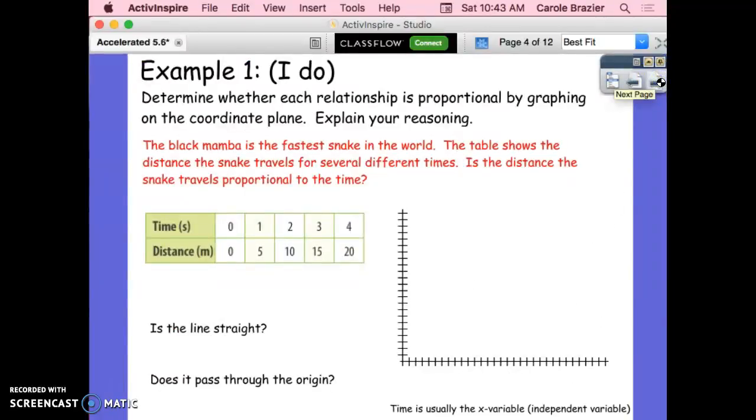Okay, for this one, I know the last time we compared the table, which we can do again. So we noticed that if we're comparing our y over x, 5/1, 10/2, 15/3, all of these are equal. So they are going to be proportional, but we have to show that through the graph. So in order to do that, we are going to graph these.